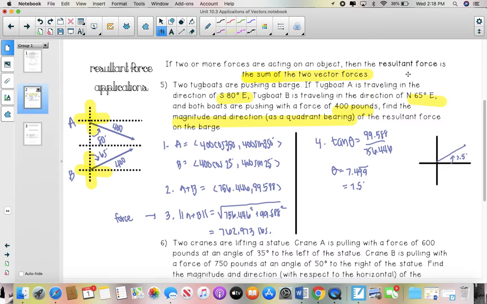Okay, the question we wanted is a quadrant bearing. So how do we do that? Well, we know it's coming east of north. So first off, we have north. Now we have to figure out what this is. So we're going to do 90 minus that theta, and 90 minus 7.5 is 82.5. So we have north 82.5 degrees east, and that's the answer.